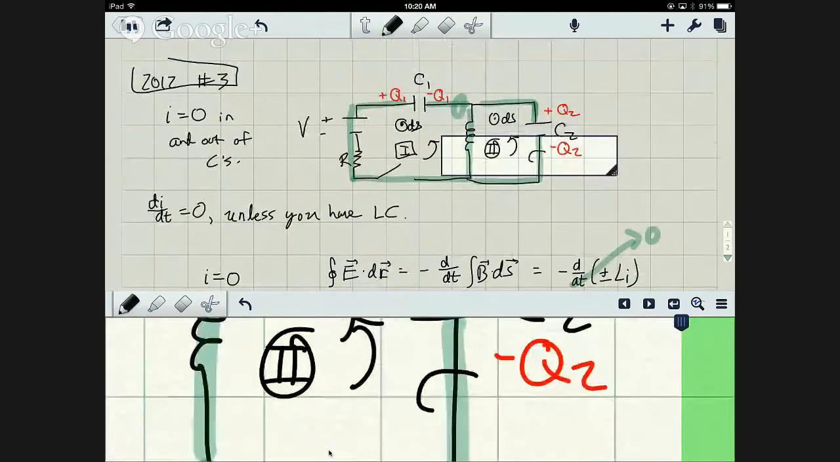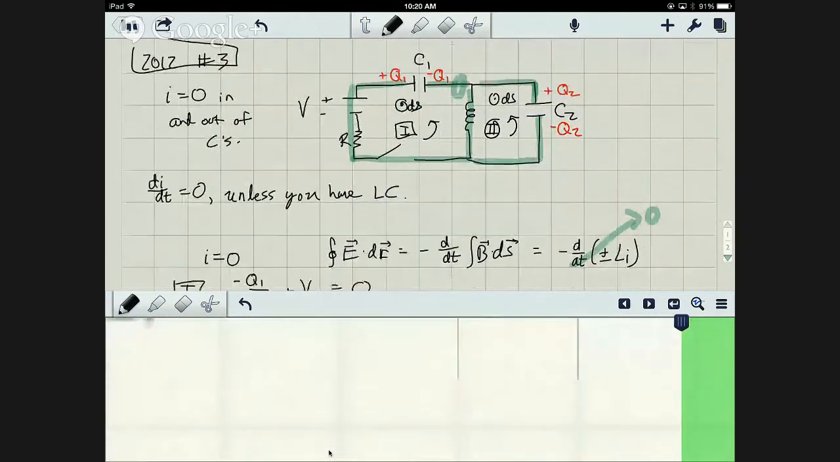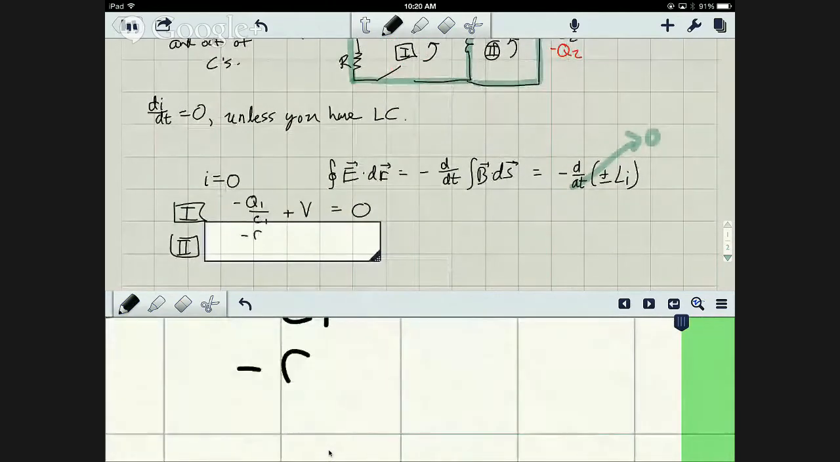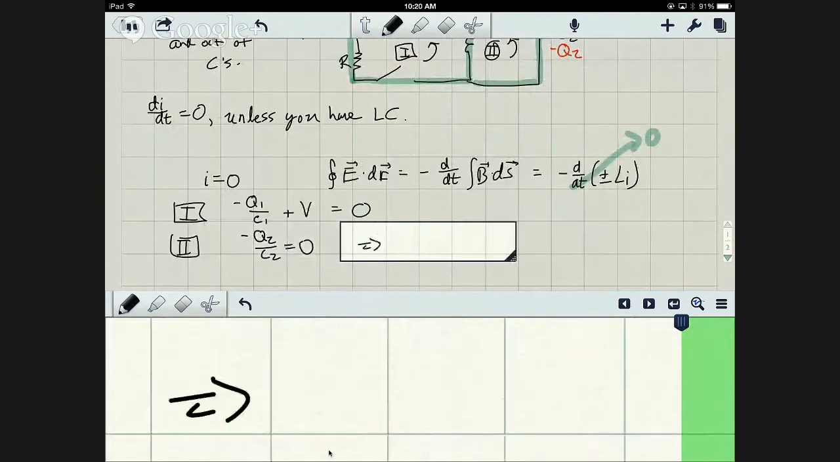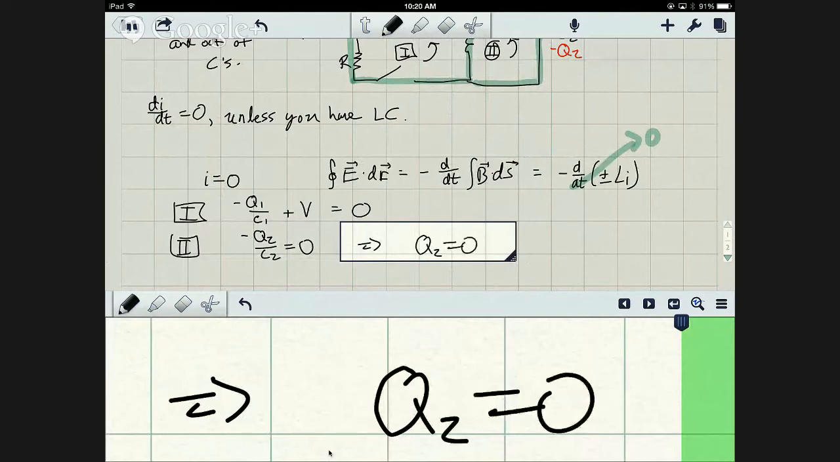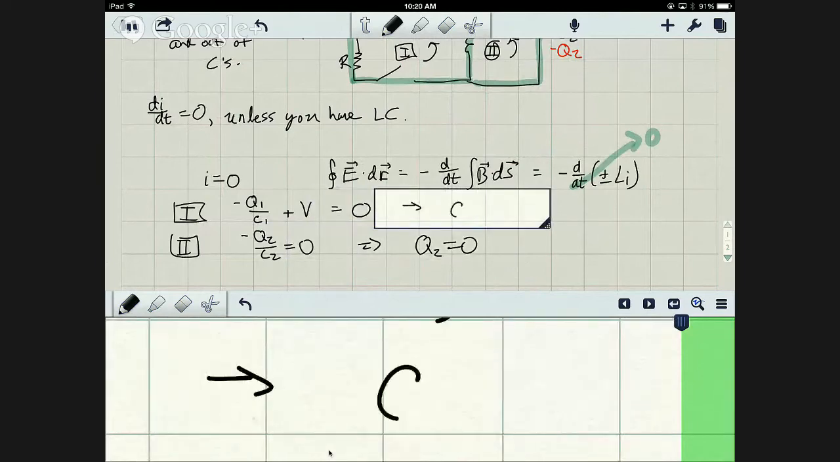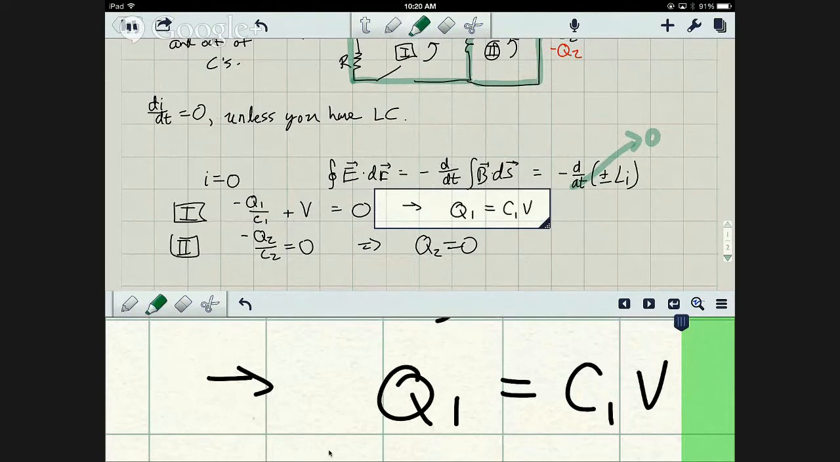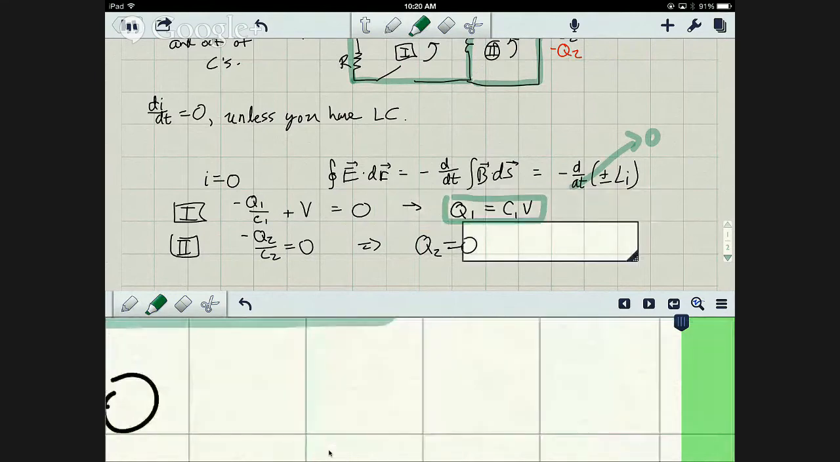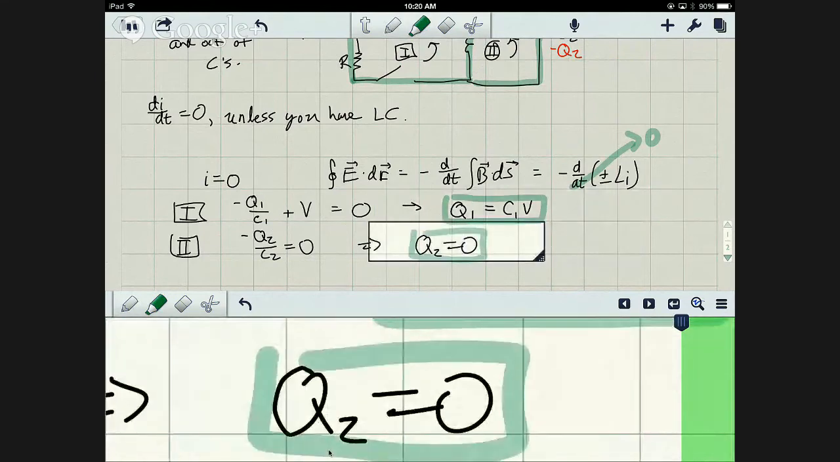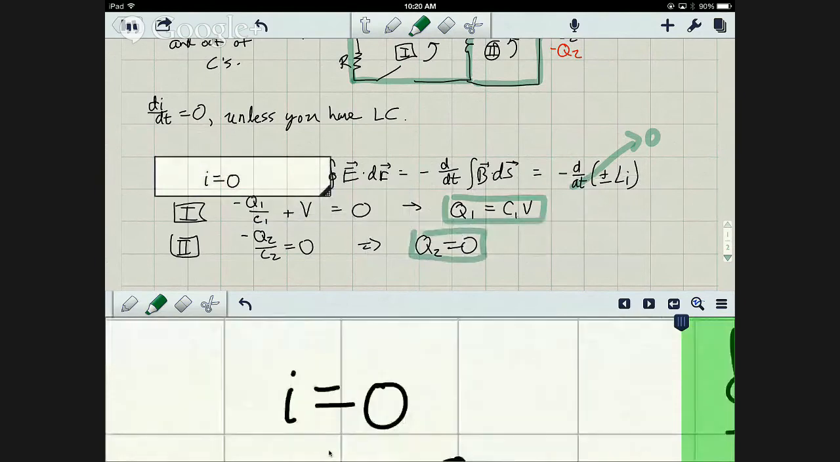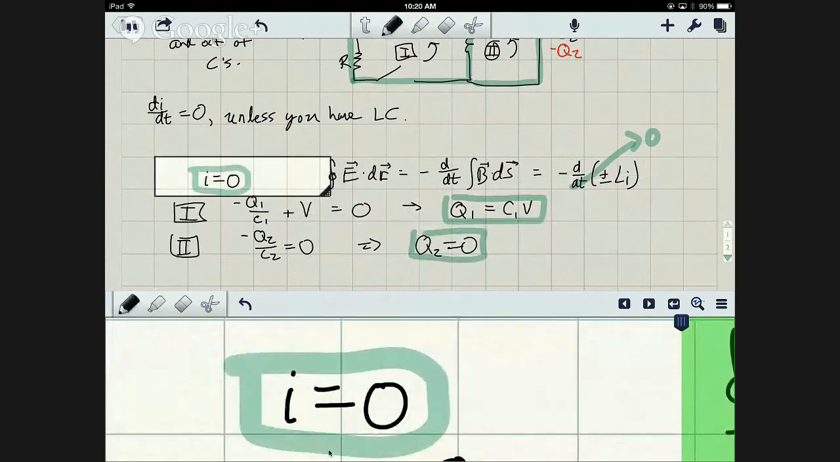let's start here and go around. We're just going to get negative Q2 over C2 is equal to 0. This equation tells me that Q2 is equal to 0, and this equation tells me that Q1 is equal to C1V. All right, and so these are the steady state values of everything.